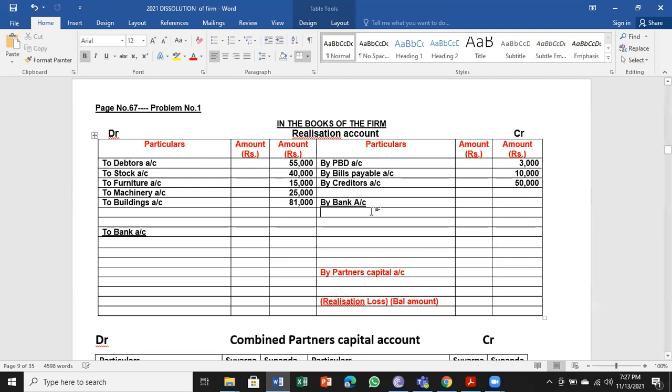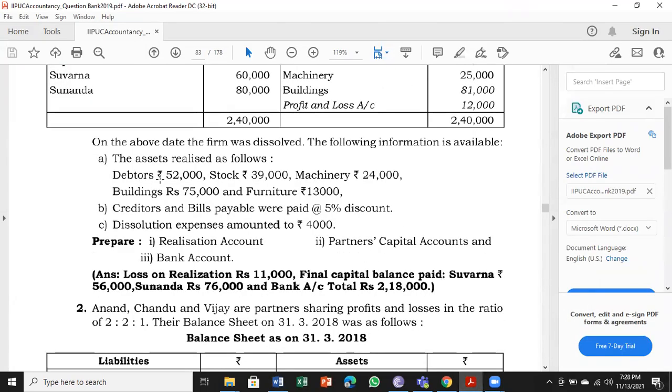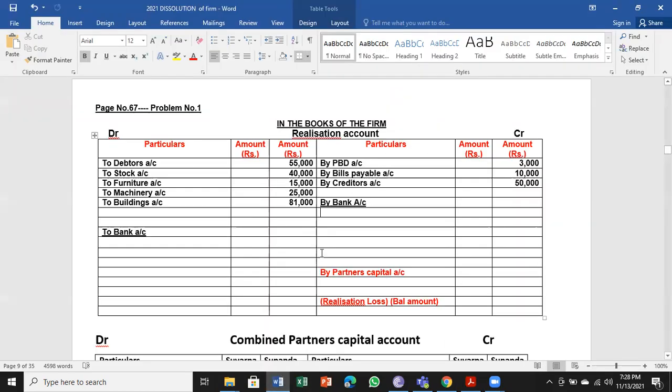Next we'll move on for the assets realized. Here it is cash at bank. So I have taken by bank account. So under which we write which are the assets realized. So assets realized here, debtors, stock, machinery, building and furniture. Same order you can take it up. We'll take first debtors and stock.